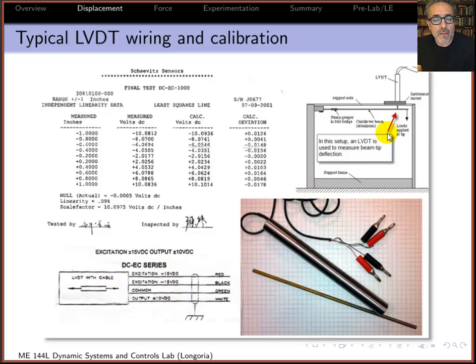So this shows this LVDT being used in the lab as we might use it. We have a cantilevered beam with some strain gauges that we'll talk about shortly, and we put tip loads, and to measure the deflection, this core sits on the beam, and as it moves we can then measure the deflection of that beam. So again, LVDT is very common. You see them used quite a bit in a lot of different types of experiments and apparatus, sensors, and so on.